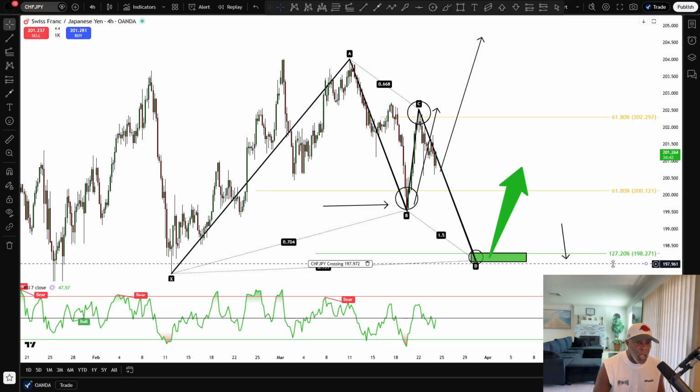But hopefully this can help you understand what to do and how to deal with advanced patterns as they are starting to form, okay?